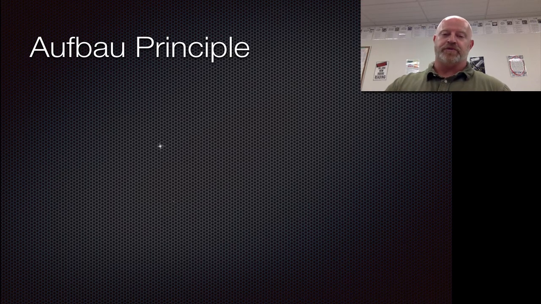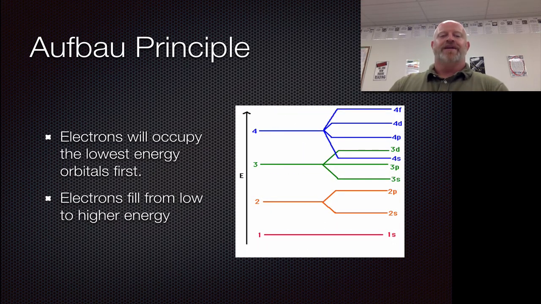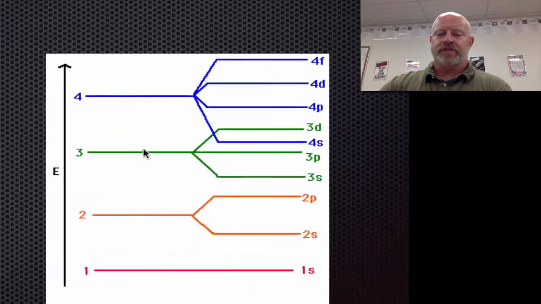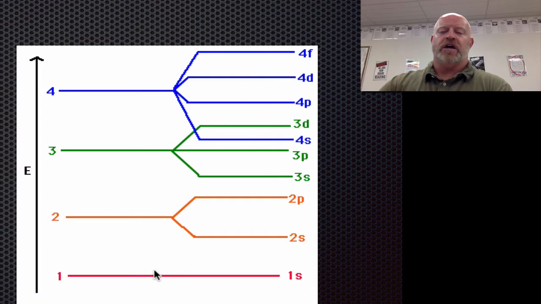Now the Aufbau principle tells us that electrons are going to occupy the lowest energy orbital first. So what that means to us is that electrons are always going to fill from low energy to high energy. This image shows us our different energy levels, and it also shows us our different orbitals in those energy levels. So we have our first energy level, our second, our third, our fourth. Over here we have energy going up.